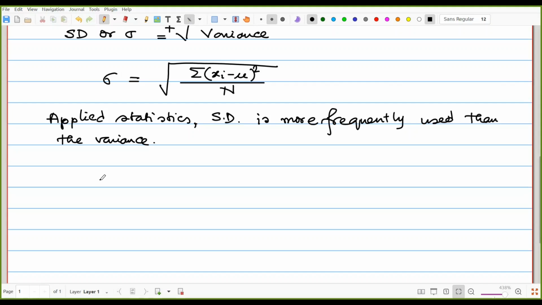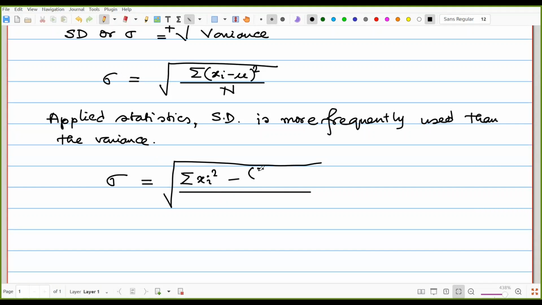So the formula can be written as sigma is equal to square root of summation of xi whole square, that means the square of whatever data we have, minus summation of xi its whole square divided by n, and complete divided by n.